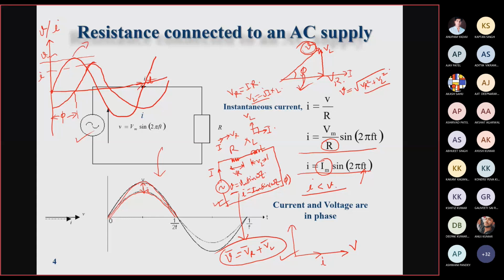So this voltage is V equal to Vm sin omega t, and for this current you have Im sin(omega t minus phi). Is it clear or not? First of all, tell me that.